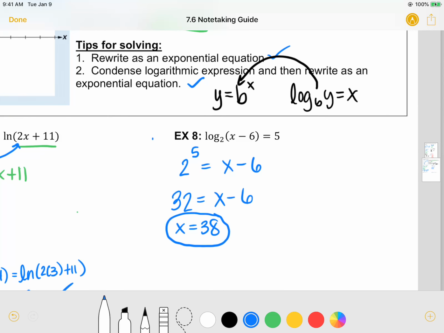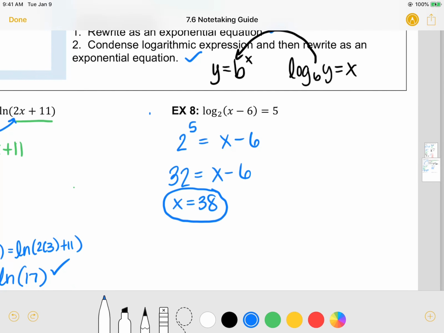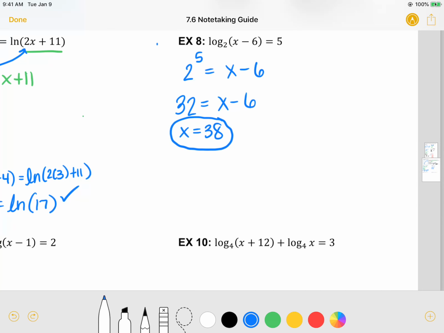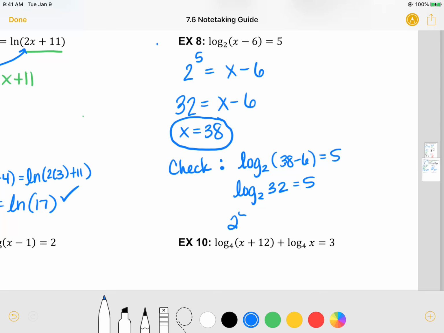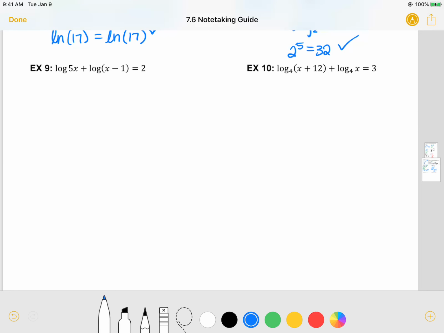And let's go ahead and check our work here. So I'm going to plug in 38 into the equation. So log base 2 of 38 minus 6 equals 5. So log base 2 of 32 equals 5. And 2 to the 5th power is 32. So that works.